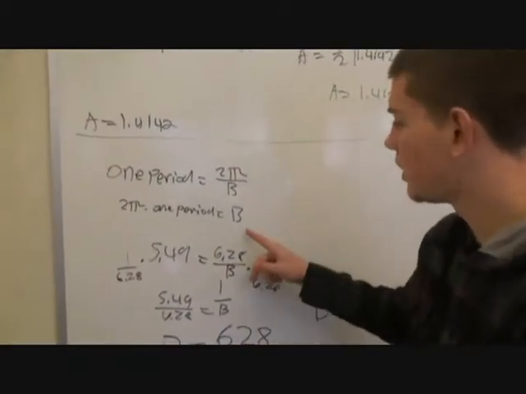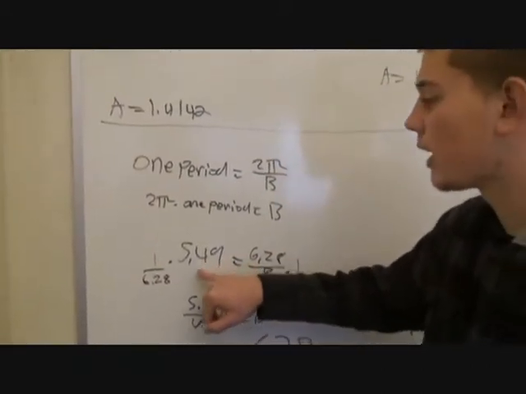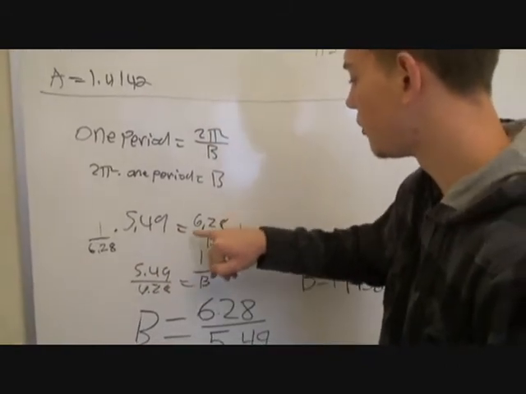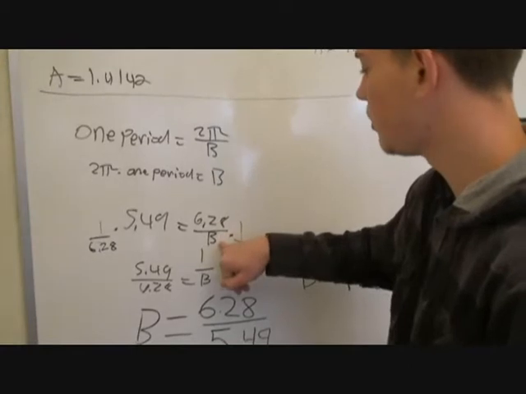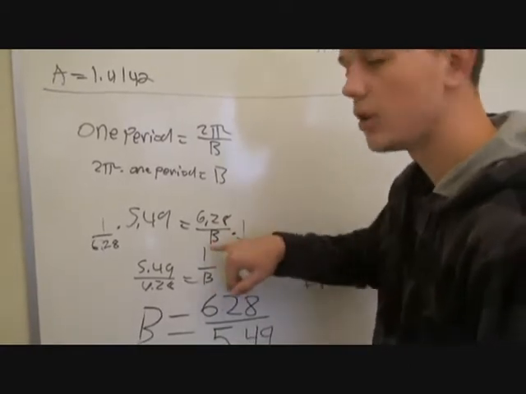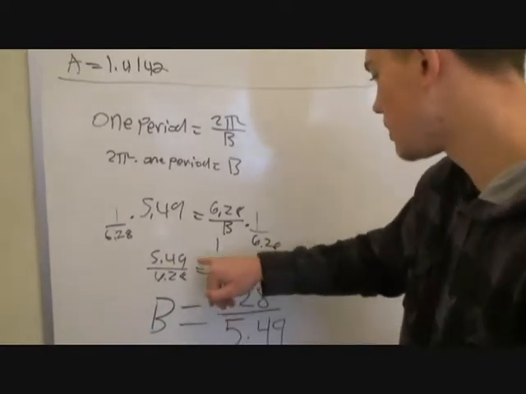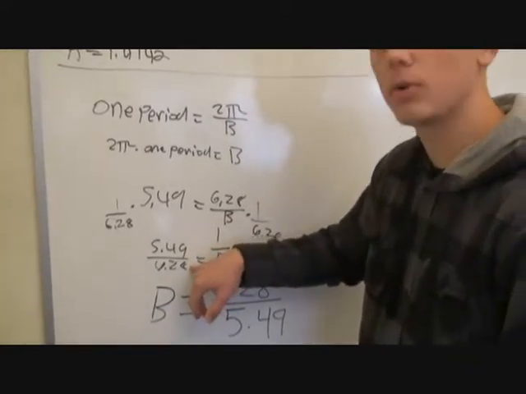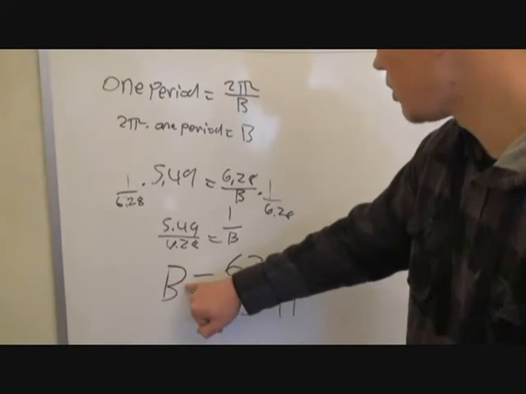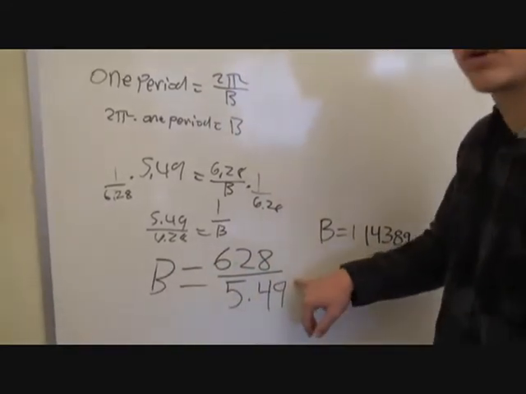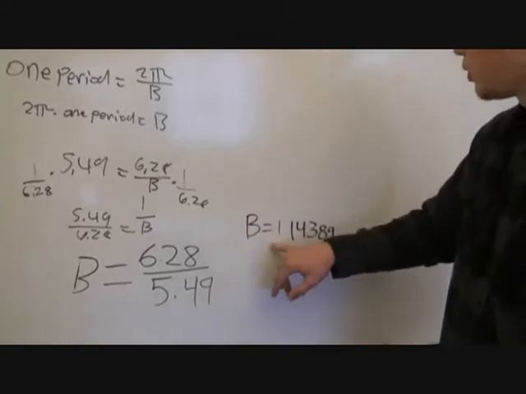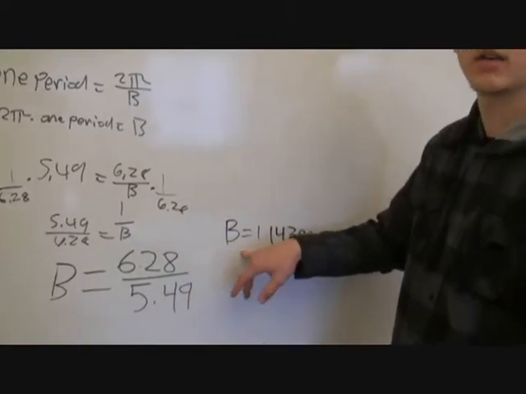After we find the zero, one period of the graph is 5.49, and 2 pi is 6.28 over b. So to solve for b, we would multiply by 1 over 6.28, which would give us 1 over b is equal to 5.49 over 6.28. So b would equal 6.28 over 5.49, which would give us a b final answer of 1.14389.